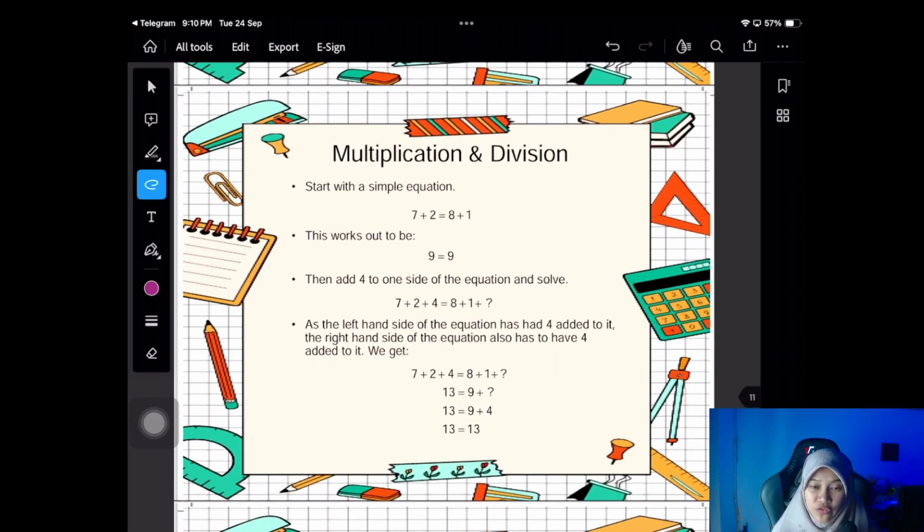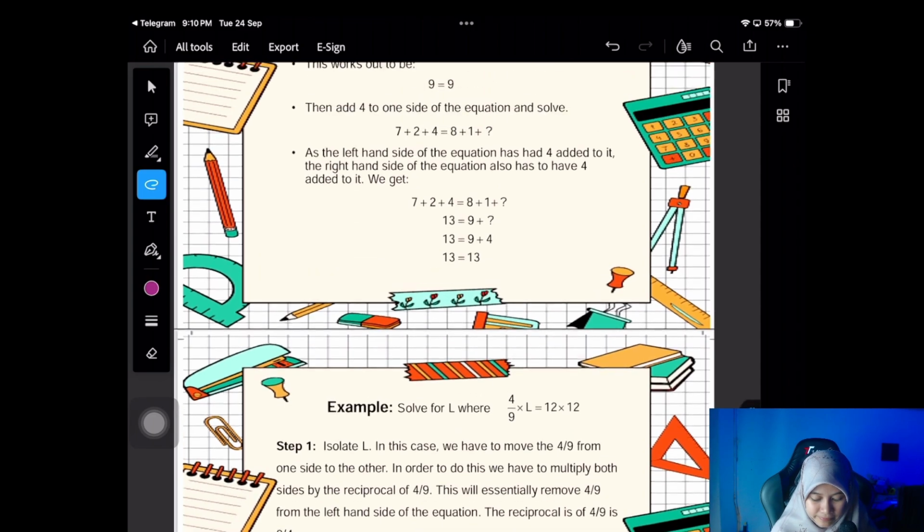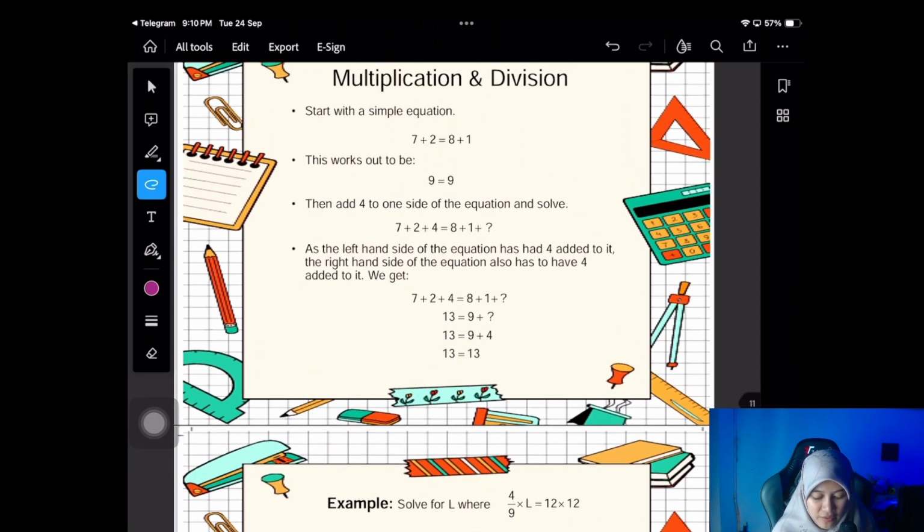What about multiplication and division? First, we start with the simple equation. We have 7 plus 2 equal to 8 plus 1, so this is equal to 9 and 9. And then the same goes for 7 plus 2 plus 4, and on the right hand side, we need to add 4. So we get 13 equals 13.